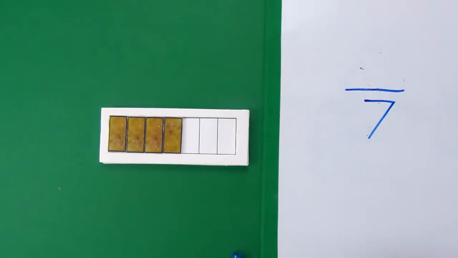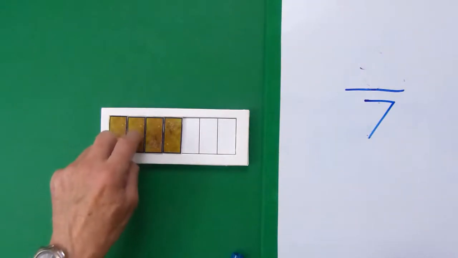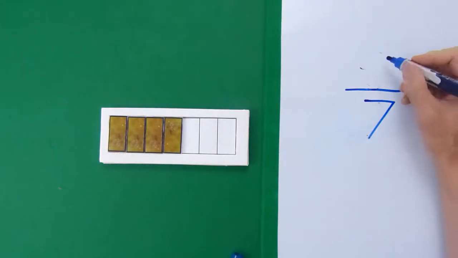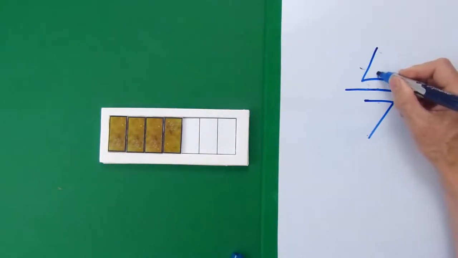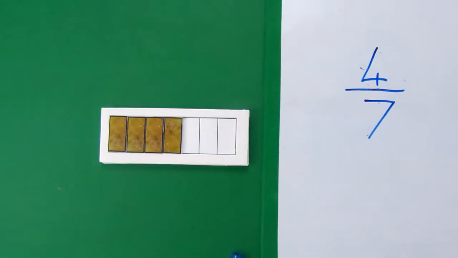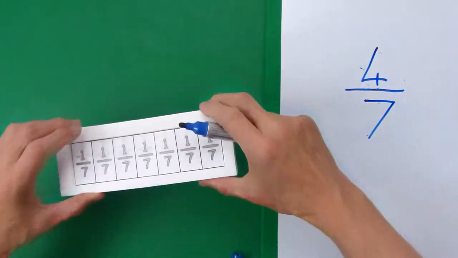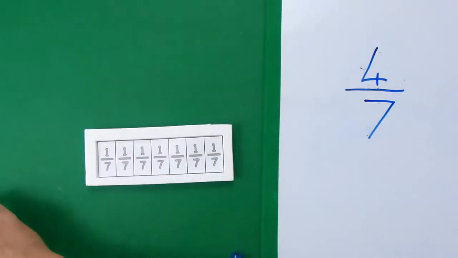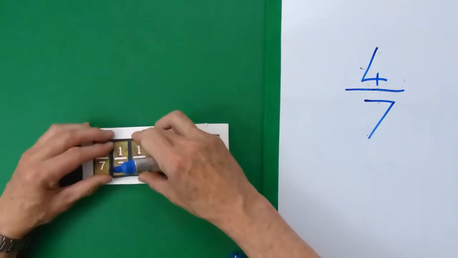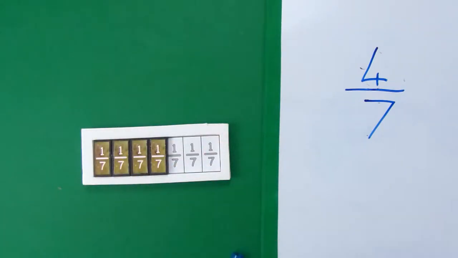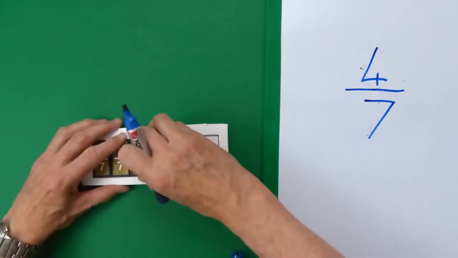How many pieces have we actually got? We've got 1, 2, 3, 4. So we have got 4 out of 7. So what we've got is 4/7 out of the 7/7. So we've got 4/7.